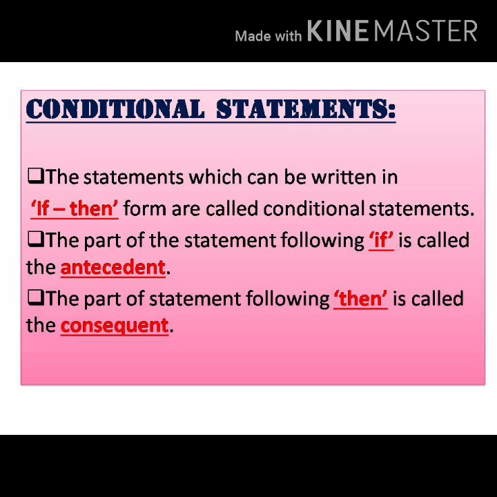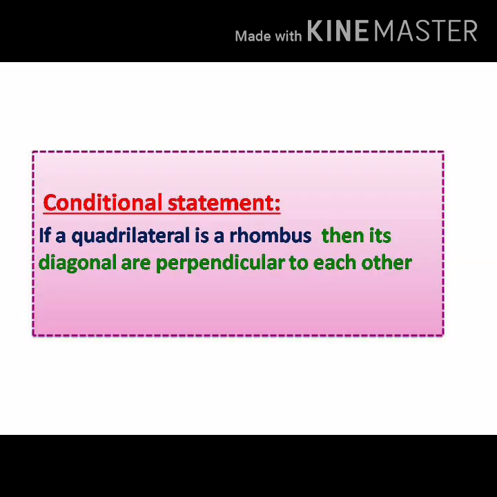Conditional statements. A statement which can be written in if-then form is called a conditional statement. The part of the statement following "if" is called the antecedent. The part of the statement following "then" is called the consequent. Conditional statement: if a quadrilateral is a rhombus, then its diagonals are perpendicular to each other.